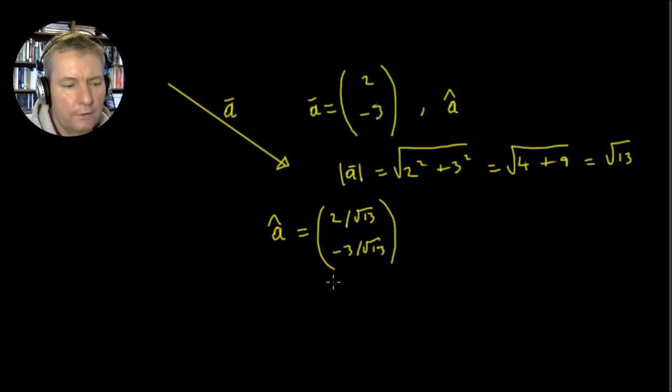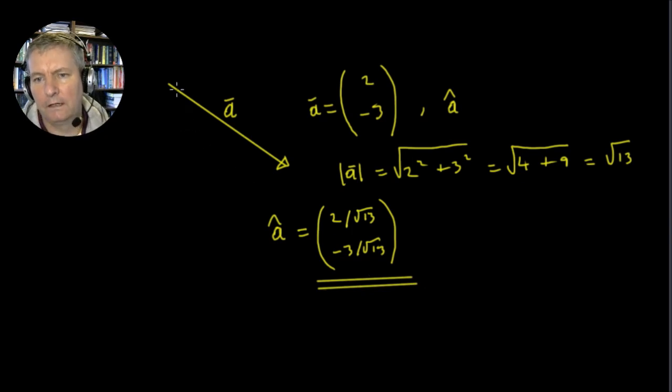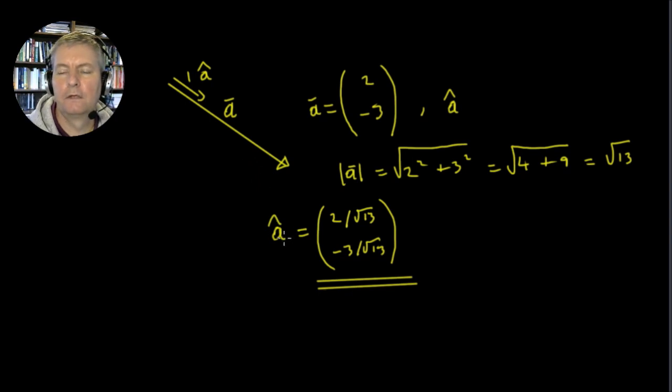So this is the unit vector of vector a. So it's a vector of length 1 that is in the same direction as a, and we call it a hat. And again, you can multiply these out. You can square this and square that, take the square root, and you'll get a value of 1. So let's move on to something else.